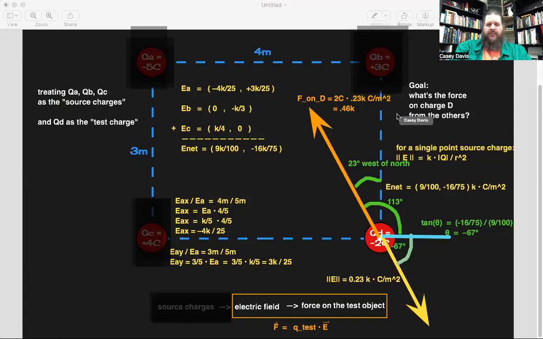If we've got coulombs per meter squared, we multiply by coulombs, what's left? We're multiplying coulombs times coulombs though, so those don't cancel out. Yeah, we'd end up with coulombs squared per meter squared. So 0.46 times the universal electrical constant K, and units coulomb squared per meter squared.